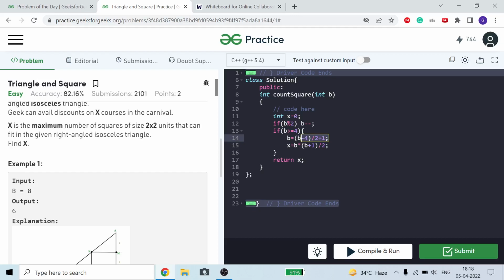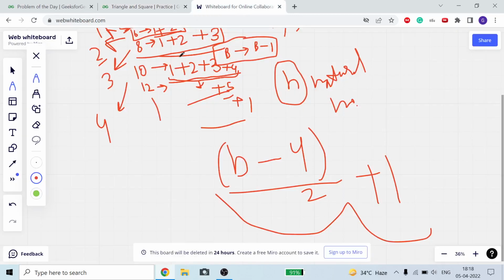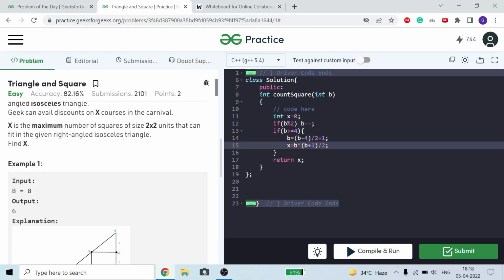Like for 4 our b will now become 1, and for 6 it is 2. So for more clarity, you can write int n equal to this. The n for whose sum we need to find is b minus 4 divided by 2 plus 1. Now we will calculate the sum of the first n natural numbers using the formula n into n plus 1 divided by 2. It is a simple mathematical formula, and at last I just write x.